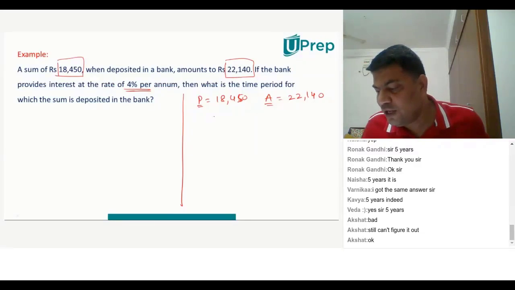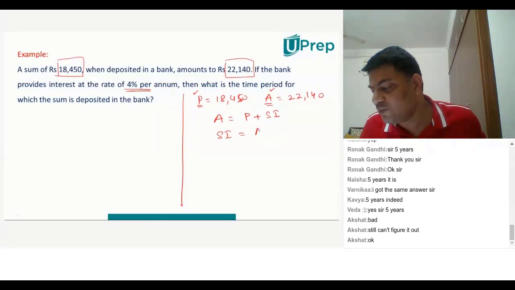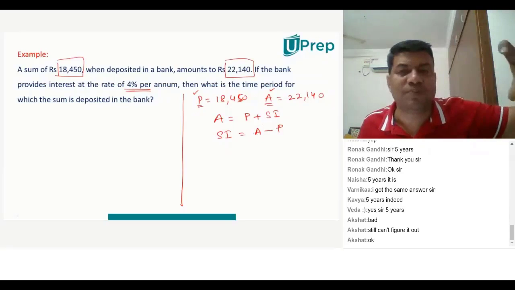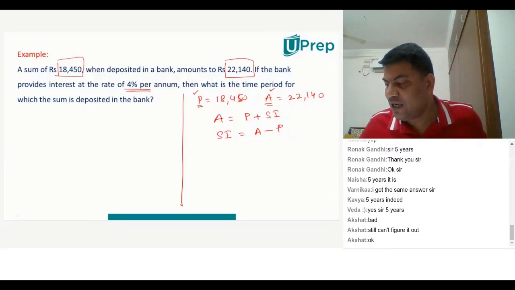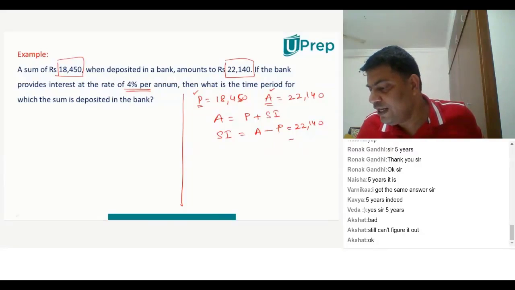So he knows the formula. You know that amount is nothing but principal plus simple interest. Therefore, he quickly calculated what is simple interest, because amount is known and principal is known. So simple interest will be nothing but amount minus principal. For that, you need not write this formula. It's very fundamental. Amount minus principal will give you the interest that you have earned. So amount minus principal, he just subtracted: 22,140 minus 18,450. Correct? So what is the simple interest you got?